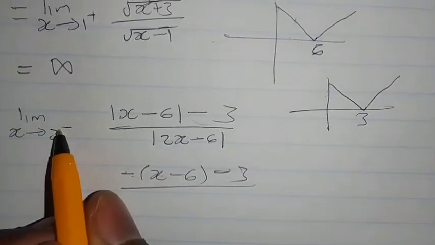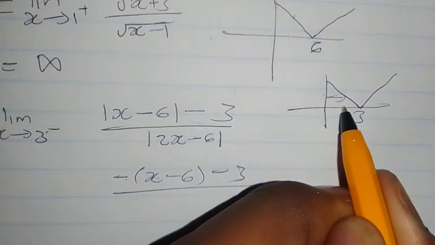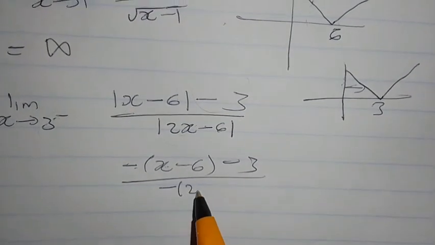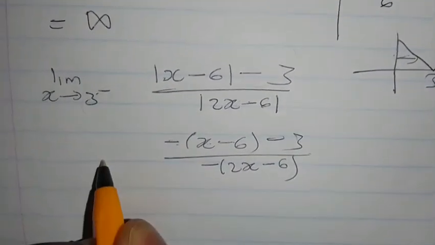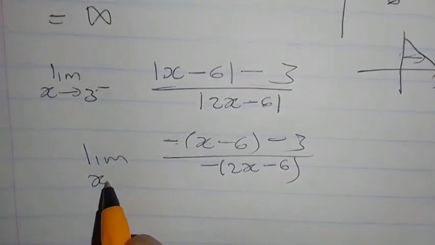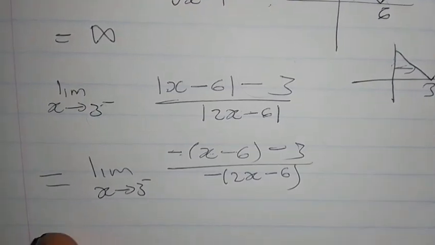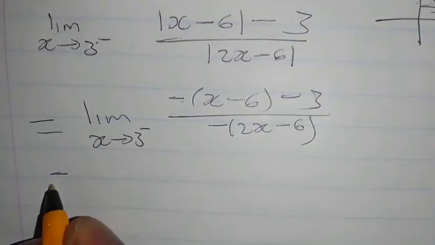Now notice that we are approaching from the left, and if we're approaching from the left, that means we'll have to take the negative of that. So it's just going to be minus 2x minus 6. So you have the limit as x approaches 3 from the left, and this limit can be expressed as this one. So now let's further simplify this.